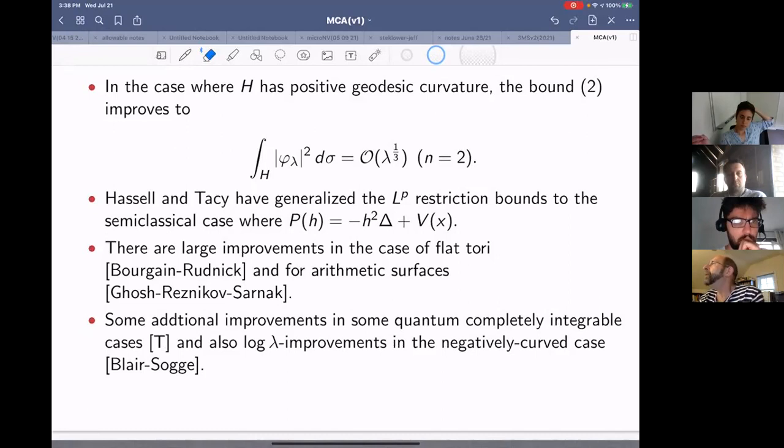For example, in the case where H is a horocycle. There are some additional improvements that I proved in quantum completely integrable cases, and also log lambda improvements in negatively curved cases that were proved by Blair and Sogge. So again, it's an incomplete list, but these are some of the known results for L2 restrictions, at least upper bounds for L2 restrictions.